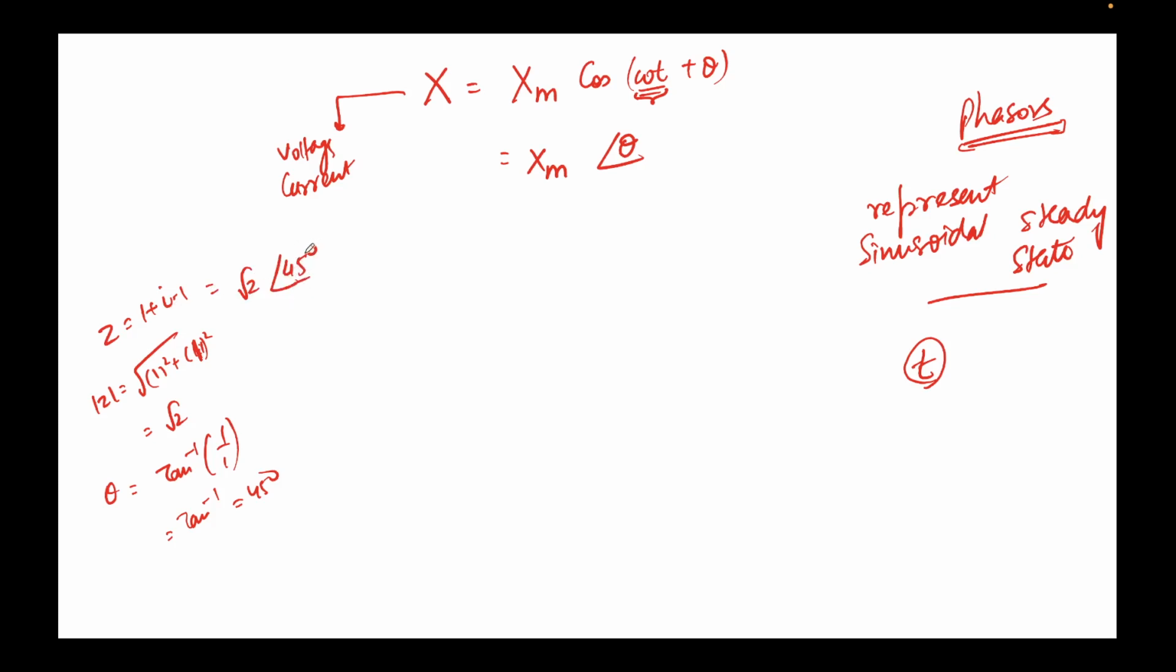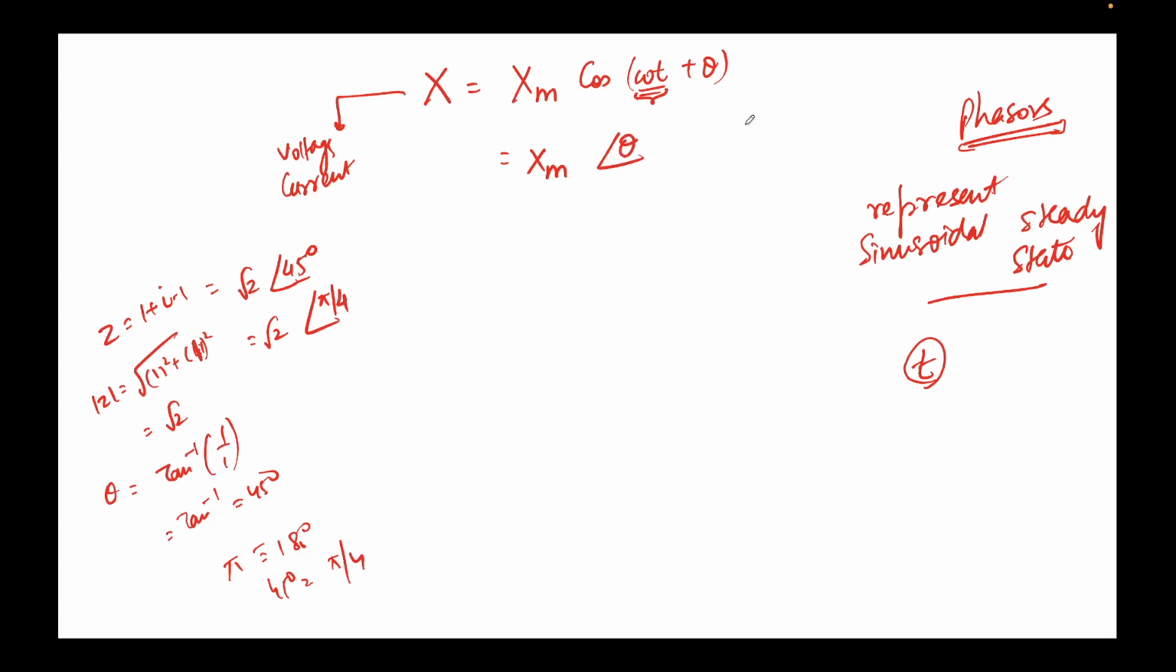Now this is in degrees. Sometimes it's preferable to use radians. We know that pi is equivalent to 180 degrees, so 45 degrees comes out to be pi by 4. Then we can write it as root 2 angle pi by 4. This is the representation for that. This is the complex number representation, by the way, and we follow a similar thing over here.